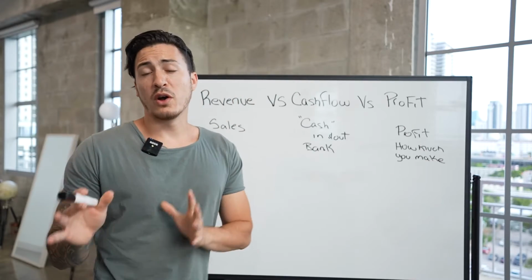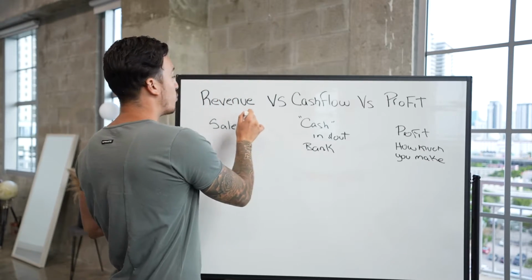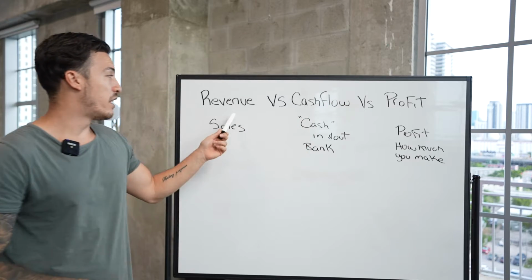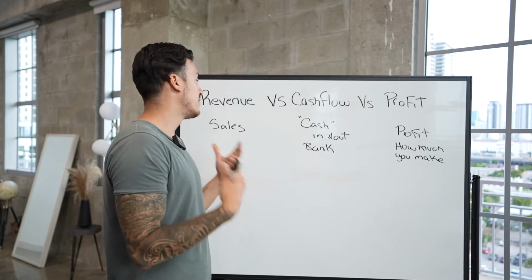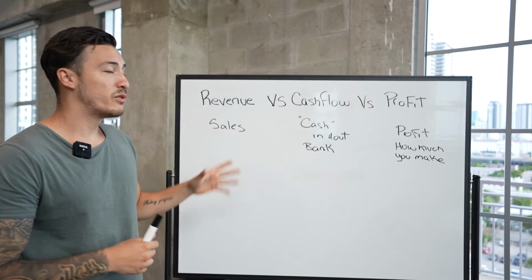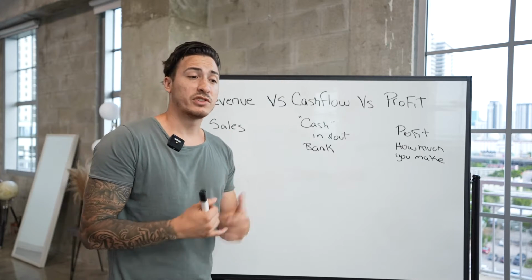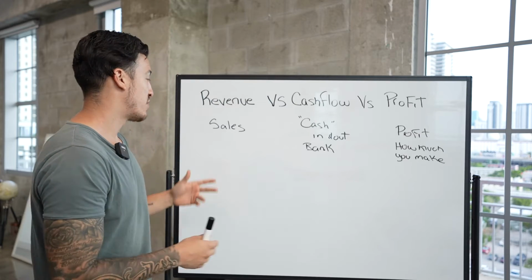First, I'm going to give you a quick definition of each one. Revenue, cash flow, profit. Revenue means basically sales. All the sales, everything that you sell. So revenue is going to give you a really good picture of your sales, marketing, and advertising strategy.